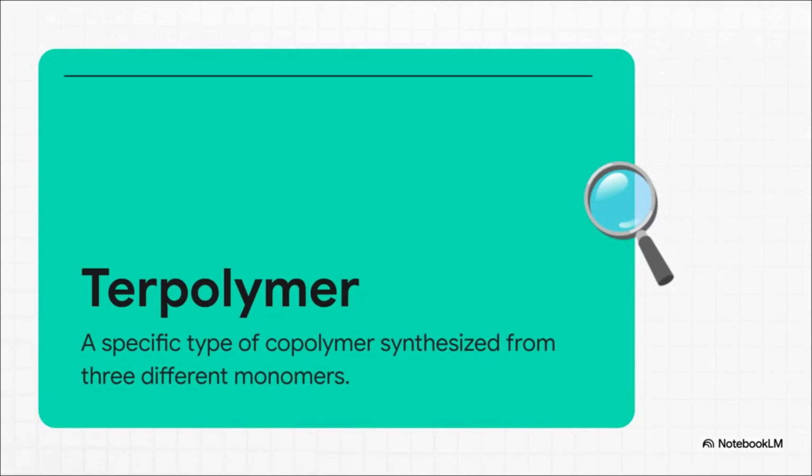And just to build on that idea, if you use 3 different monomers, you get what's called a terpolymer. It's still just a type of copolymer, but it's a more specific name for one made with 3 distinct building blocks, like having red, blue, and yellow Legos all in the same chain.